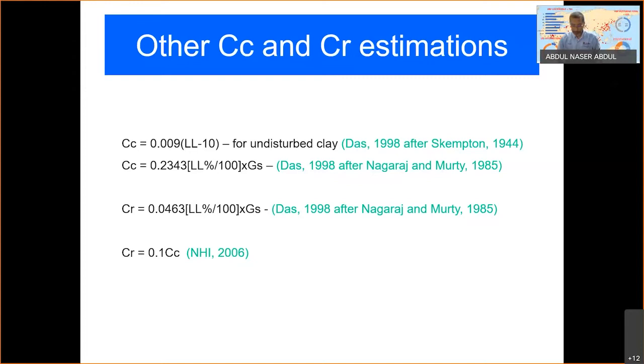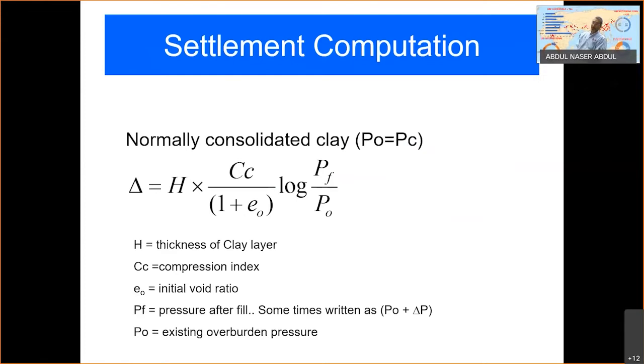So now, how do we estimate? This is the computation. Based on those data just now, you are able to estimate the settlement, right? So this delta is the settlement, equal to H. H is the thickness of the clay. The Cc just now, remember, from the test or from the empirical works. Then e naught, same thing.